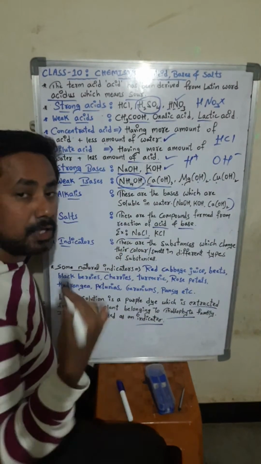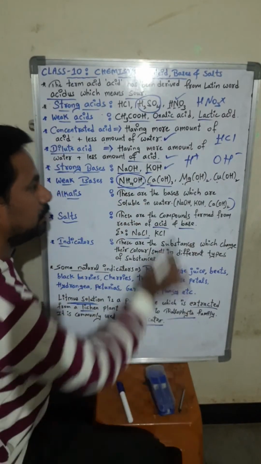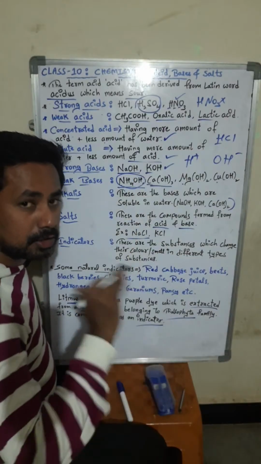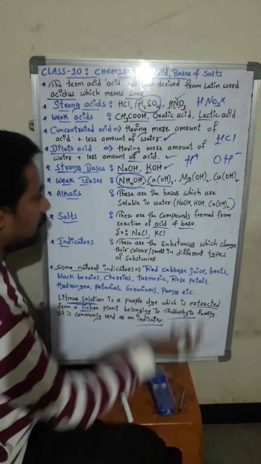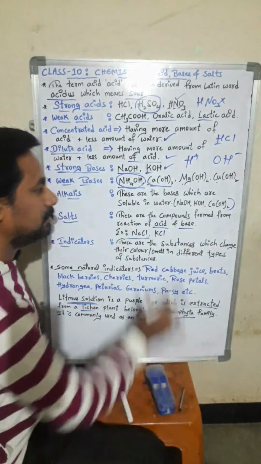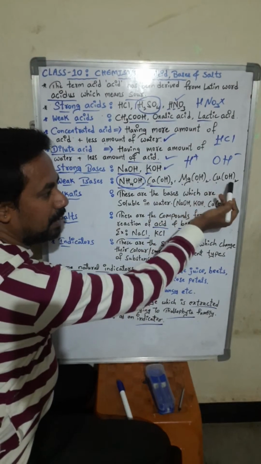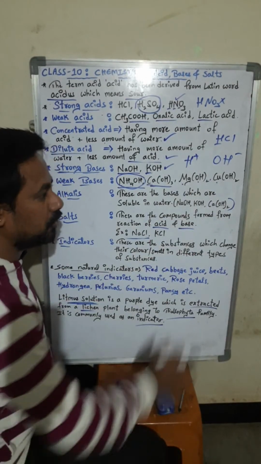Strong base, give some examples. NaOH, sodium hydroxide, potassium hydroxide. These are the strong bases. Some of the examples for weak bases: ammonium hydroxide, calcium hydroxide, magnesium hydroxide, copper hydroxide. So you have to remember the formula.